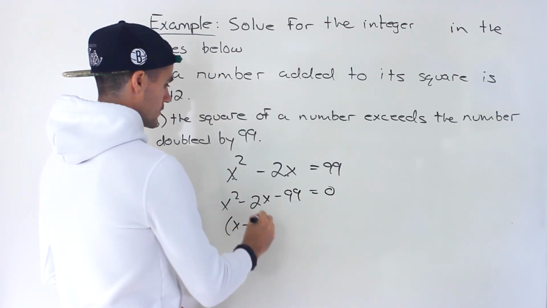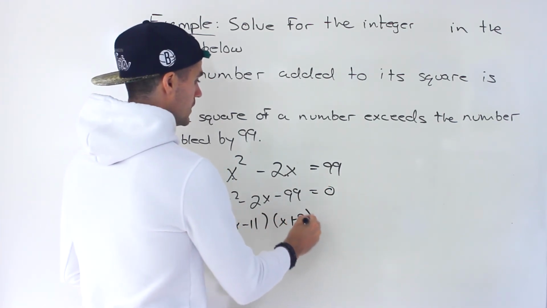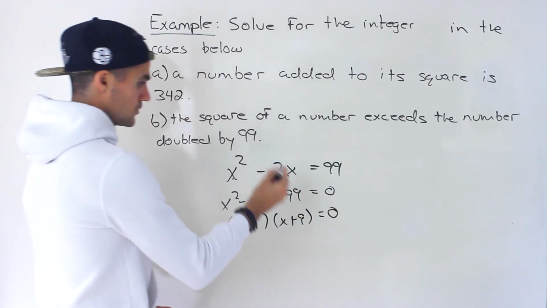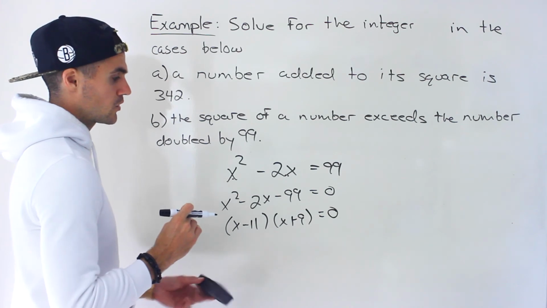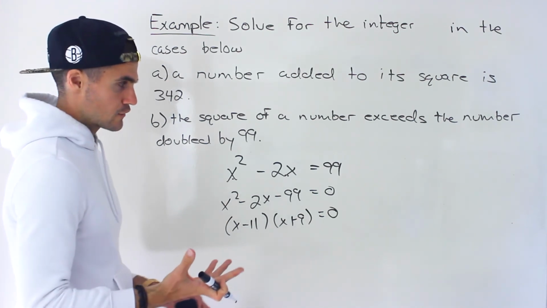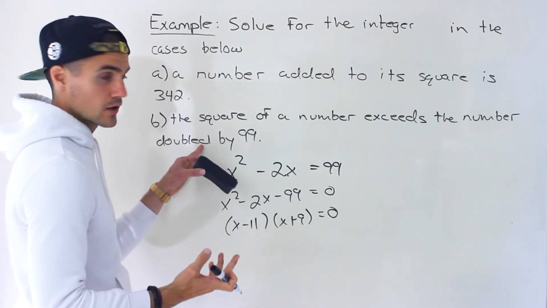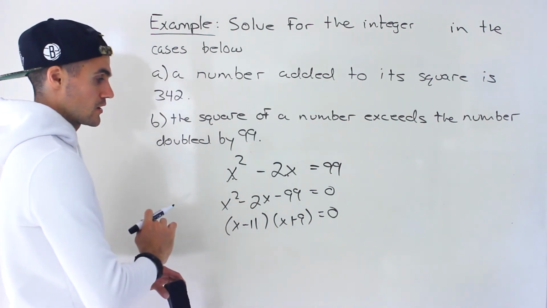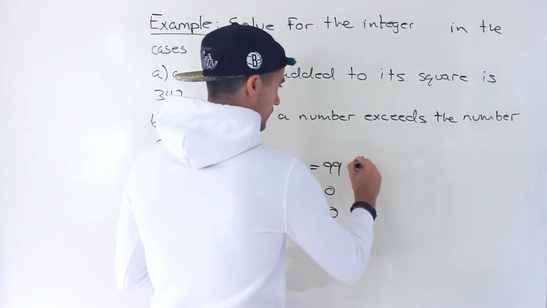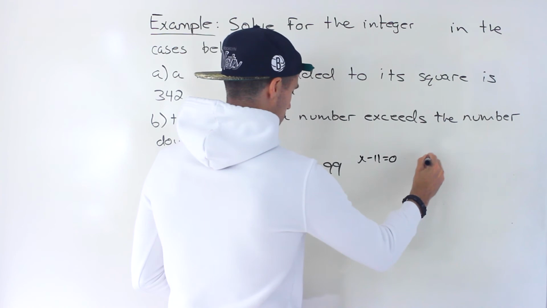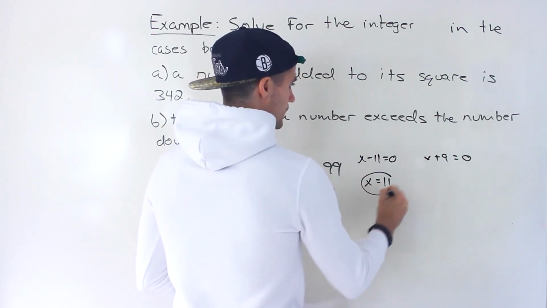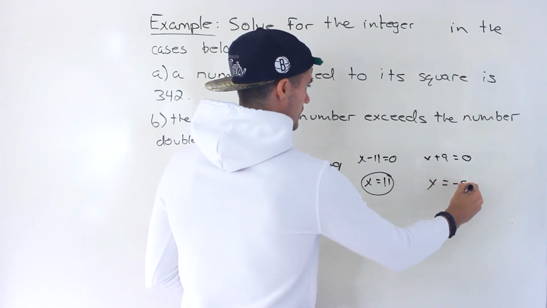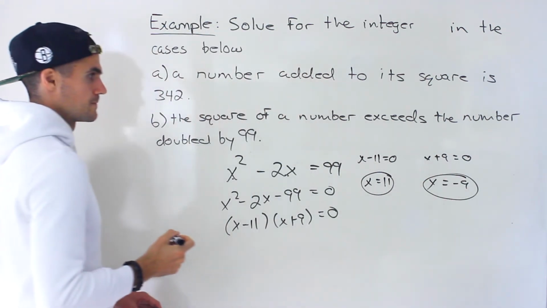x minus 11, x plus 9 equals 0. Solving these is easy, whether you do it with factoring or with the quadratic formula. What is tough is reading the question carefully and creating the correct equation. Notice x minus 11 can equal 0 or x plus 9 can equal 0, which means x is either 11 or negative 9.